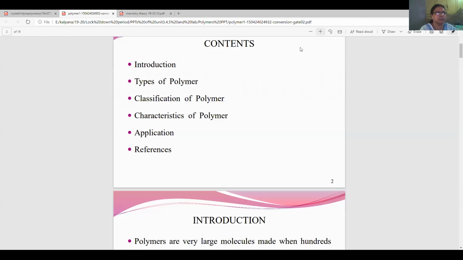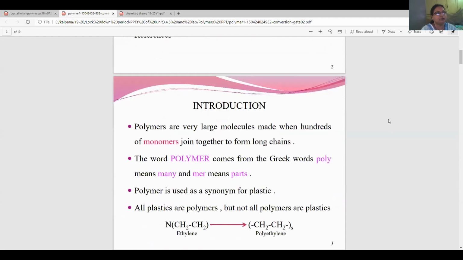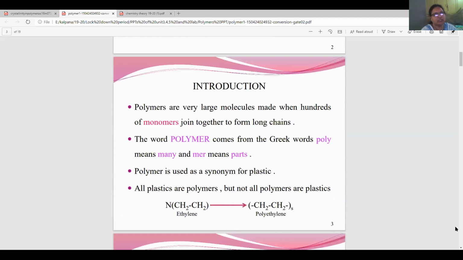Coming to the introduction, polymers are very large molecules made when hundreds of monomers join together to form one chain. The word polymer comes from the Greek word, where poly means many and mer means parts. So many parts combine together to form a polymer. Right. It is coming from monomer, that is a single unit. So all single units combine together to form a polymer.